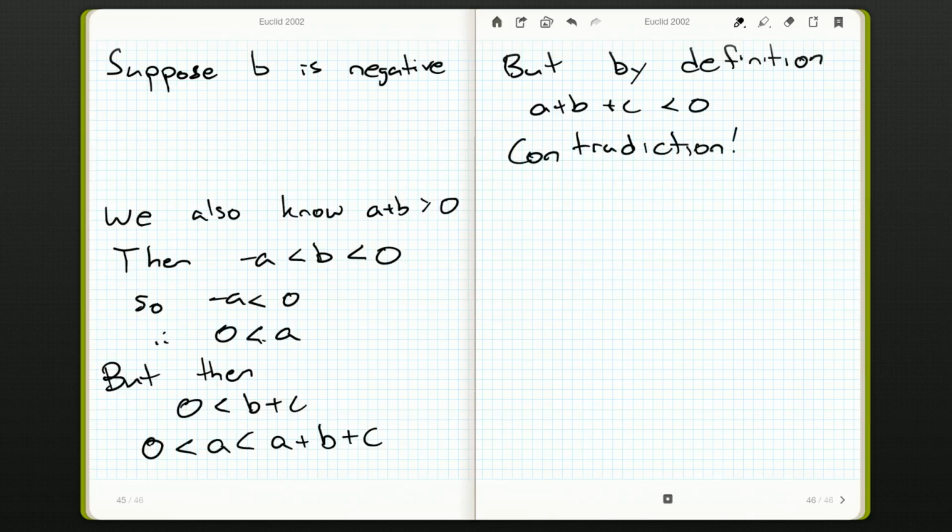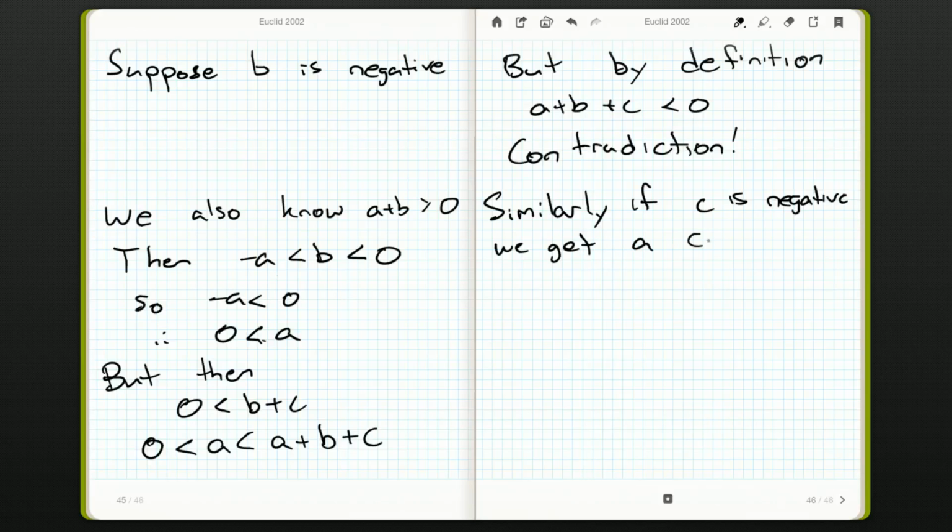So now we know we can't have both of the numbers be non-negative. We have to have at least one negative number. It can't be B. And if we said C is negative, we could do the same stuff, except you'll just have B or D has to be positive, and you'll get the same sort of thing. So similarly, if C is negative, we get a contradiction.